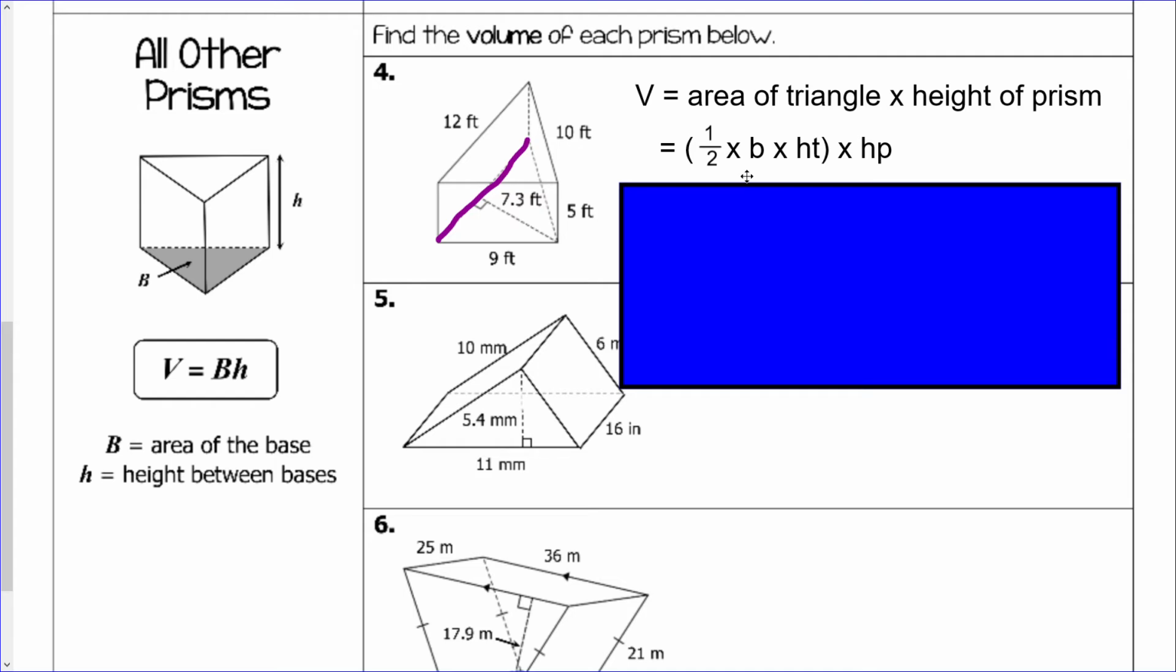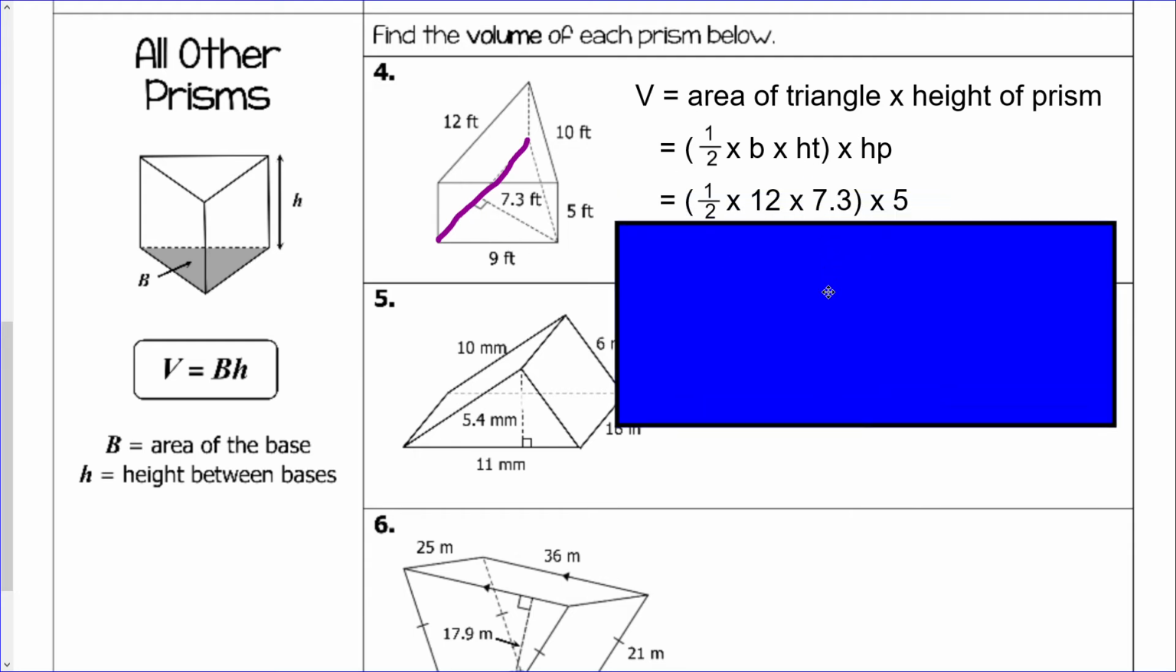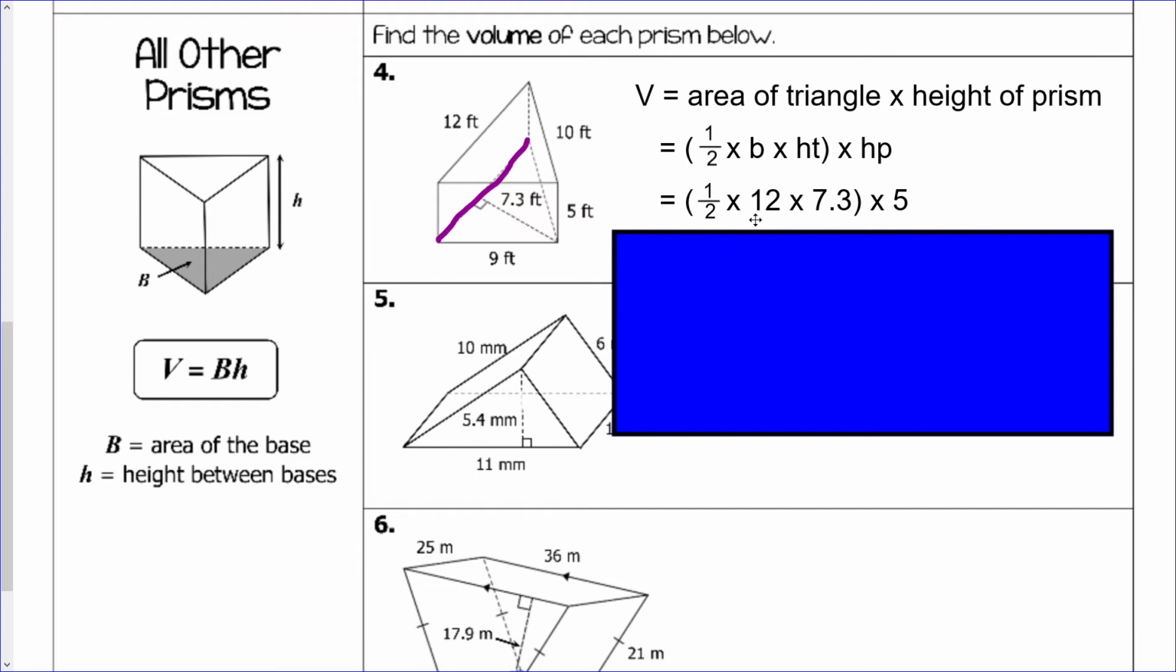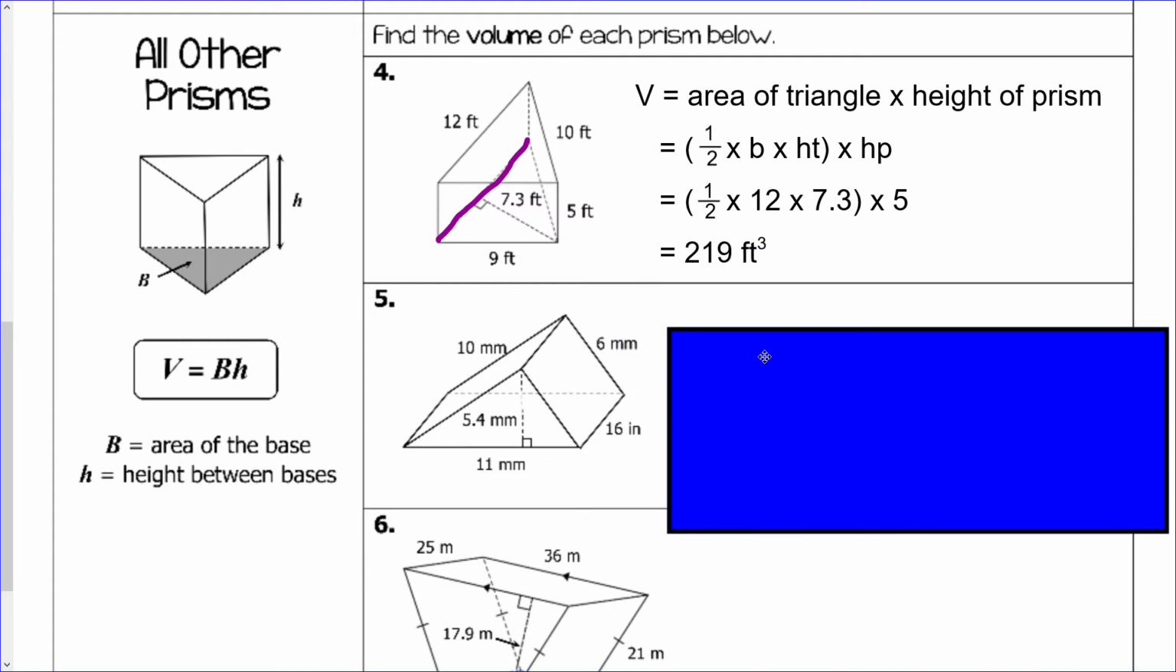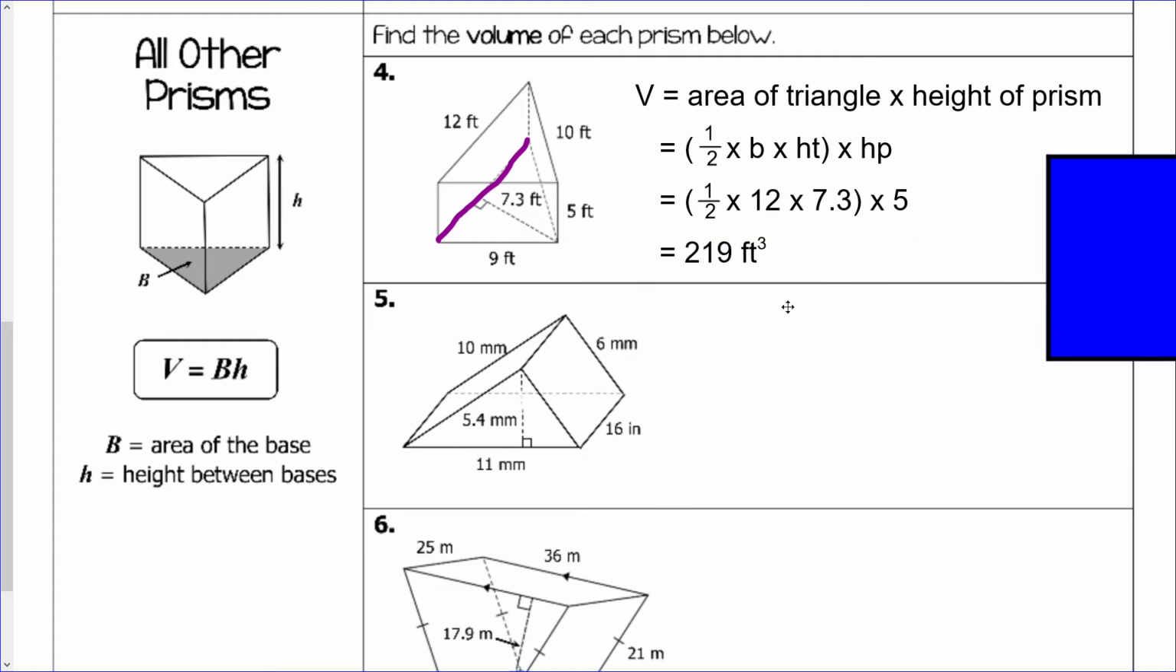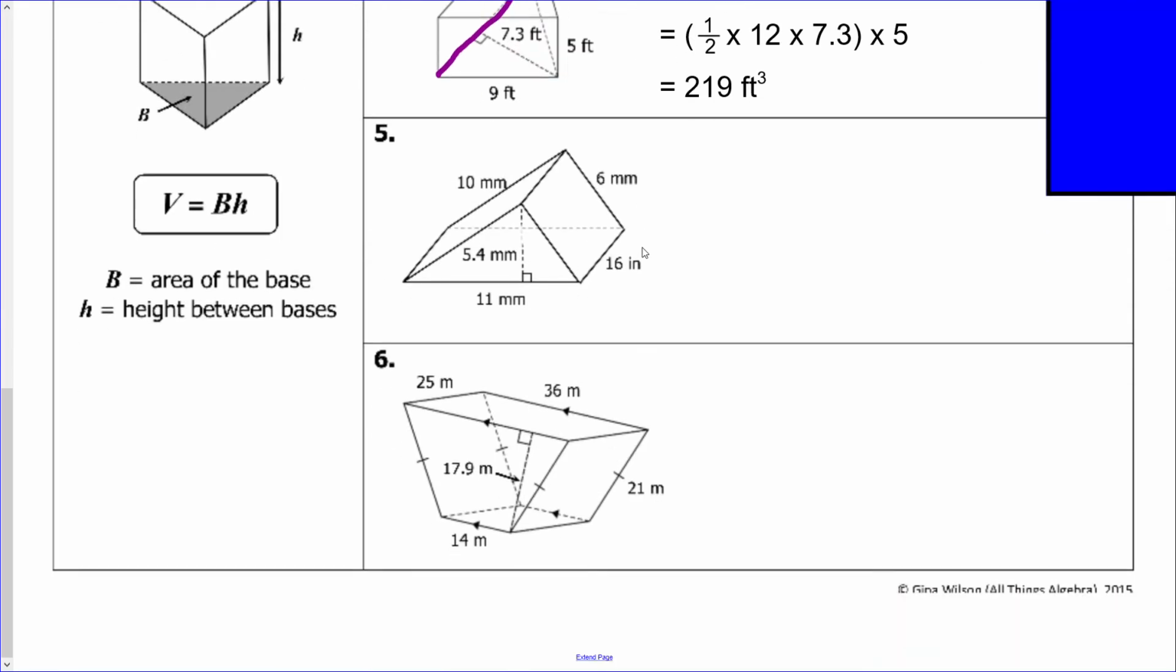Otherwise, it's a little confusing. So 1/2 times base times height of the triangle times the height of the prism. Okay, which means 1/2 times 12, which is that base of the triangle, times 7.3, which is the height of the triangle, times 5, which is the distance between the triangles. All right, and then when you multiply all those together, you should get 219 feet cubed. Hopefully you got that. Okay, on to the next one.